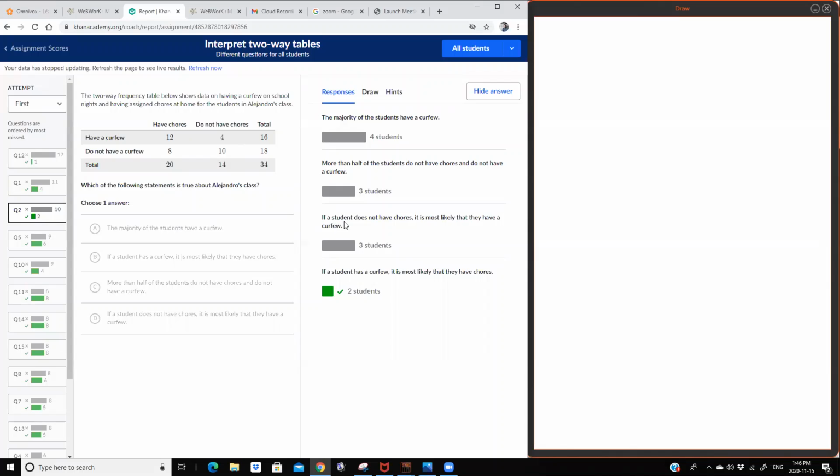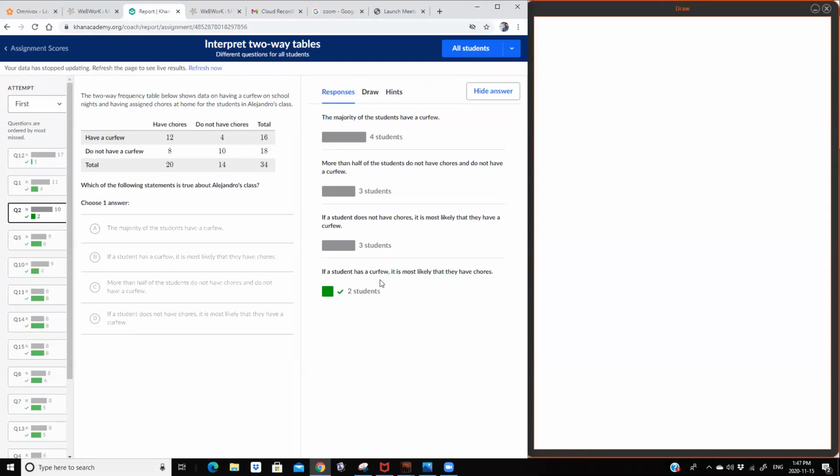So when it says if a student does not have a chore, it means forget about all the other students, forget about this 20, only look at this 14, the ones who do not have chores. Are they more likely to have curfew or not? They're more likely to not have curfew. So this would be wrong.